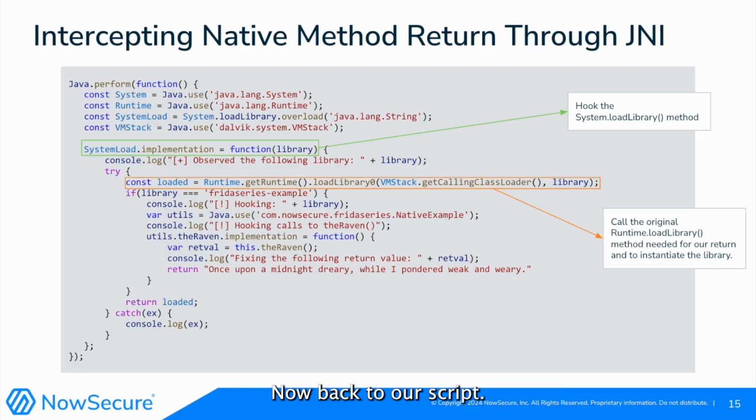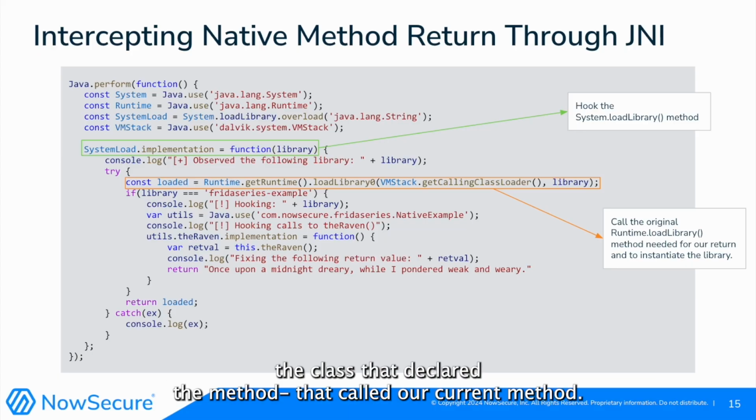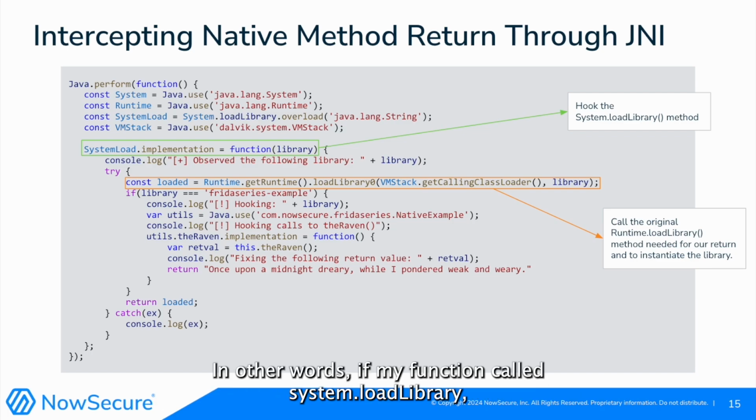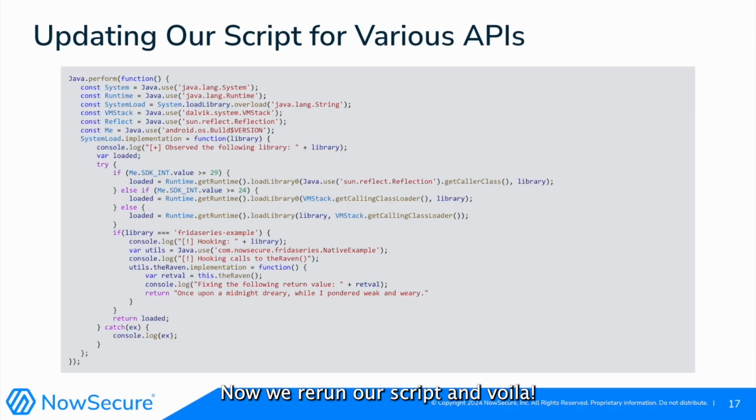Now back to our script. We hook the System.loadLibrary function so we can intercept whenever a library is loaded. We then call the original Runtime.loadLibrary method with its expected arguments. We use VMStack.getCallingClassLoader to return the class loader of the class that declared the method that called our current method. In other words, if my function called System.loadLibrary, it would return that function's class loader. We also pass the library name that's being loaded. Now we rerun our script, and voila, it works.